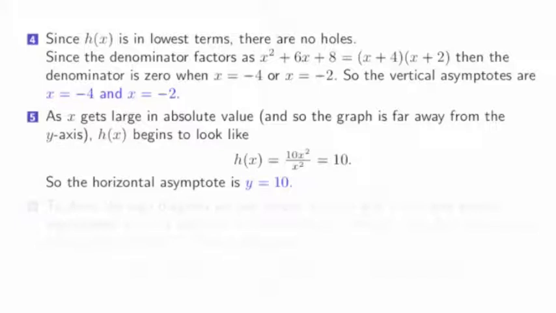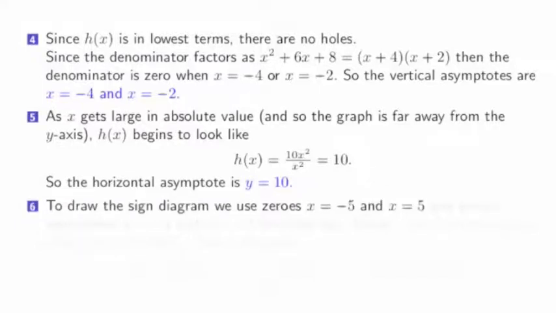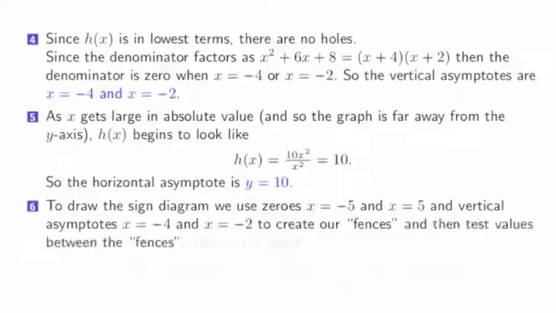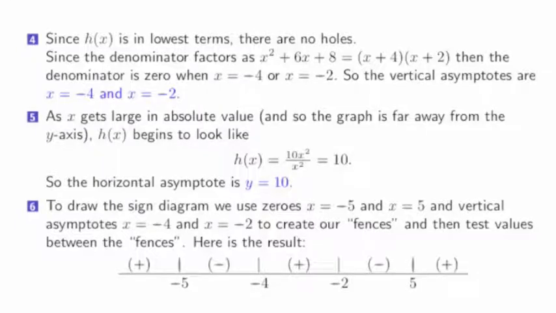To draw the sign diagram, we use zeros, x equals minus 5 and x equals 5, and vertical asymptotes minus 4 and minus 2 to create our fences, and then test values between these fences. Here's the result. My fences occur at minus 5, minus 4, minus 2, and 5, and if I check out some values between them, like x equals minus 6, I get a positive value.